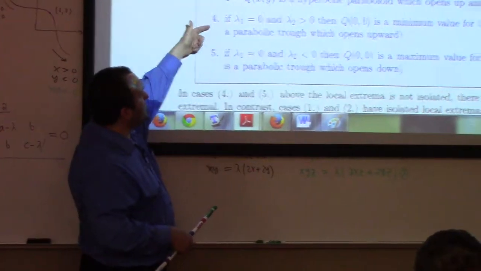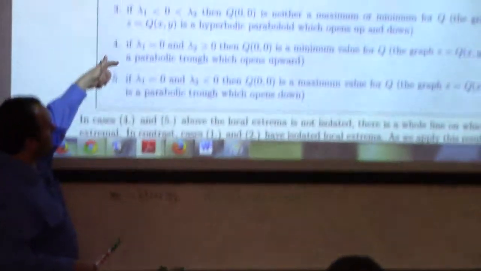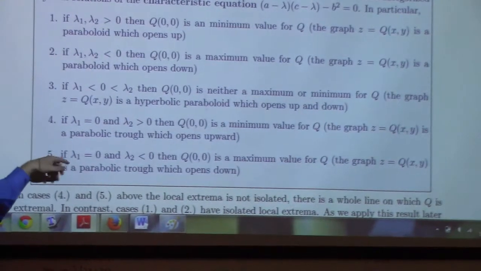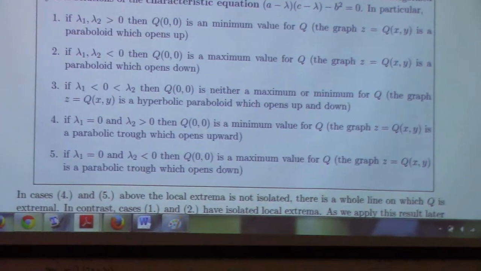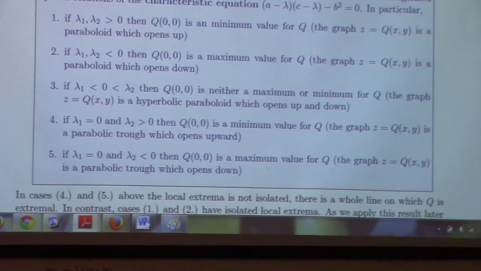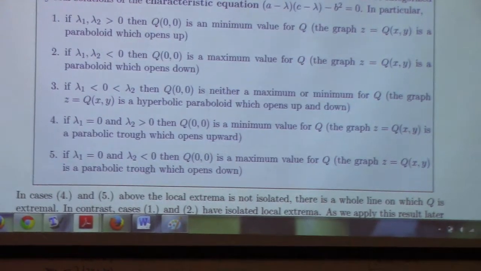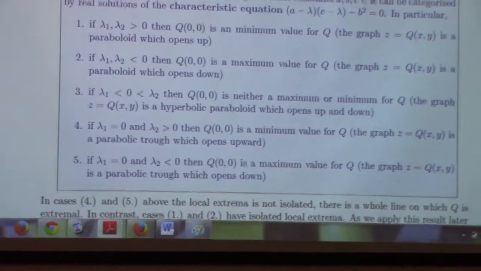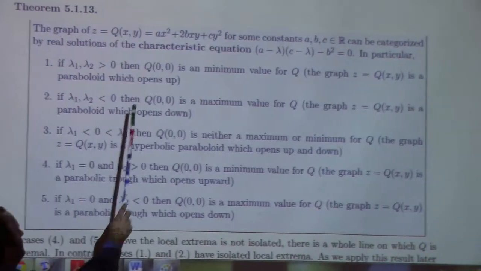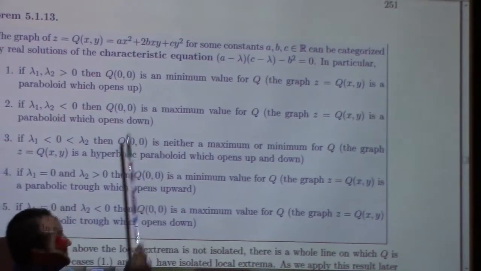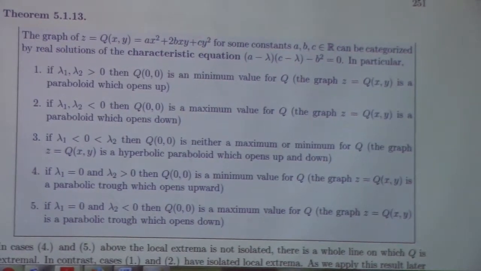The other two cases are you could have one of the eigenvalues be 0 and the other one either positive or negative. In that case, the graph, if you looked at z equal to q of xy, you'd have a parabolic trough, either opening up or down. So these are the different things that can happen with an expression like that. All right?